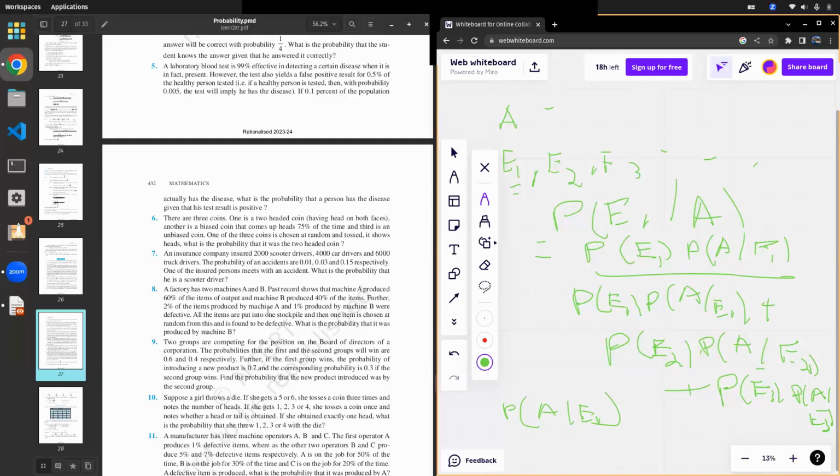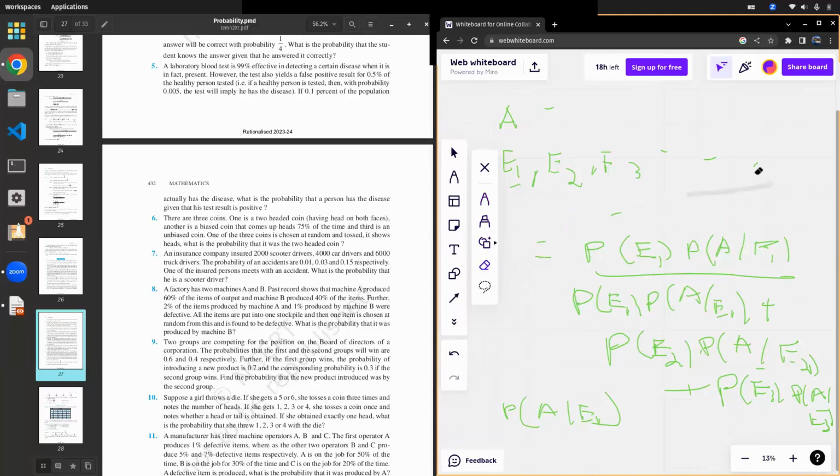So we will move to the next question. A factory has two machines A and B. Past record shows that machine A produced 60% of the items of output and machine B produced 40% of it. Furthermore, 2% of the items produced by machine A and 1% produced by machine B were defective. All the items are put into one stockpile and then one item is chosen at random from this and is found to be defective. What is the probability that it is produced by machine B?